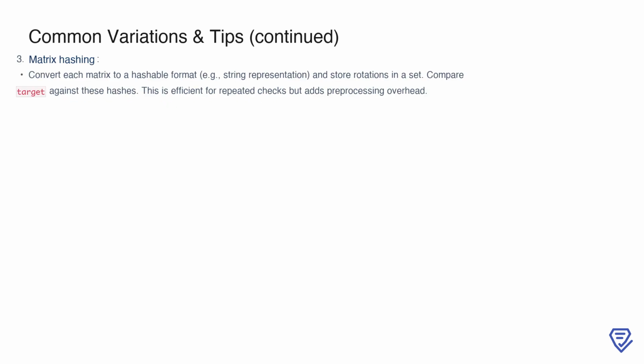Another optimization you might consider is matrix hashing. This involves converting each matrix into a hashable format, such as a string representation, and storing all 4 rotations in a set. Then, you can simply check if the hash of the target matrix exists in the set of pre-computed rotations. This method is particularly useful if you need to perform repeated checks, as it allows for fast lookups. However, it does involve some pre-processing overhead, so it's important to weigh the trade-offs based on the specific problem requirements. Overall, this hashing technique offers an efficient way to handle the problem, especially in scenarios where multiple comparisons are needed.